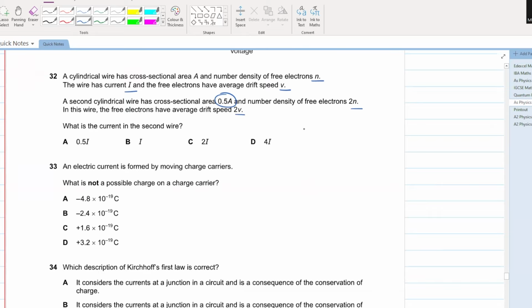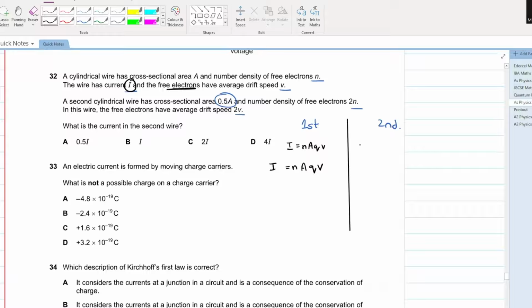Whenever you have such a question, what do you do? You create compartments. Let's say this is the first wire, and this is the second wire, and let's create a partition in between them. Have we studied any formula for current? Yes, current is equal to NAQV. What is the number density for the first wire? N. What is the area of the first wire? A. What is the charge? Since they are electrons, the charge will remain Q. What is the drift velocity? V. So the current in the first wire is I. This I is equal to NAQV.